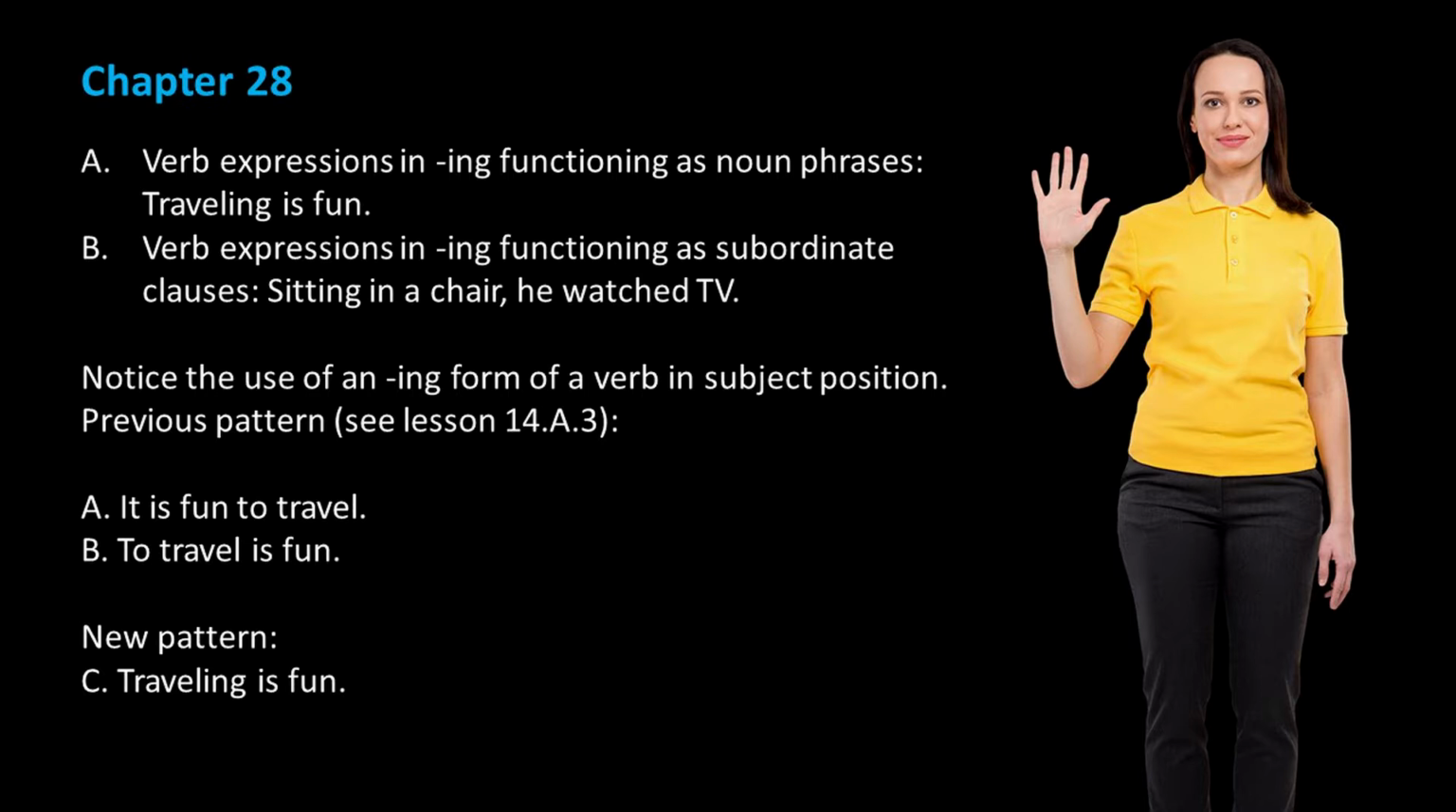Now, we will look at Chapter 28. There are two verb expressions in -ing functioning. First, verb expressions in -ing functioning as noun phrases. For example, traveling is fun. Second, verb expressions in -ing functioning as subordinate clauses. For example, sitting in a chair, he watched TV.